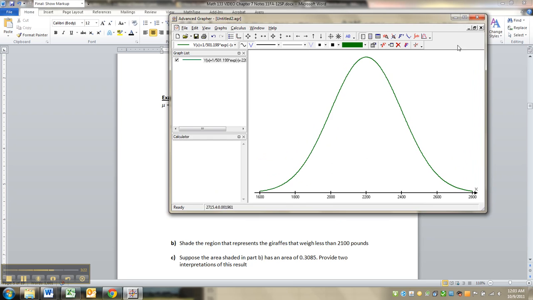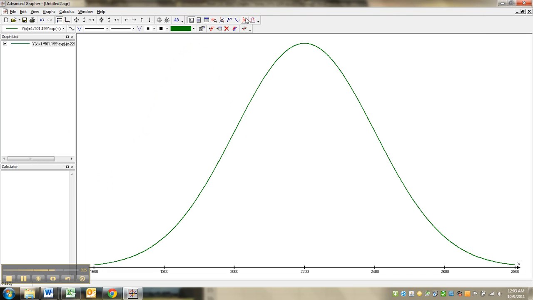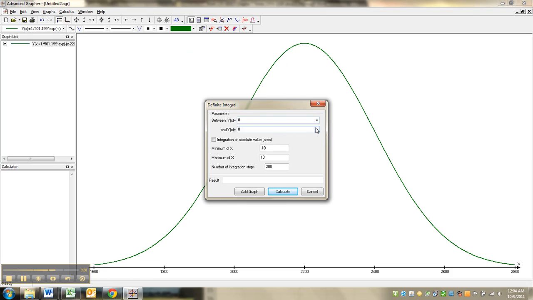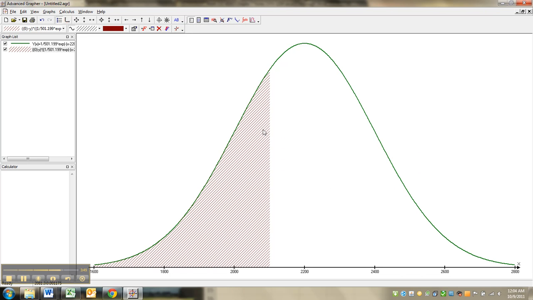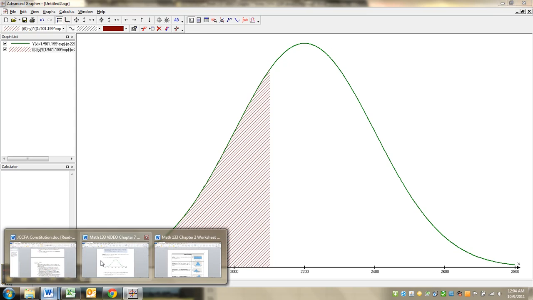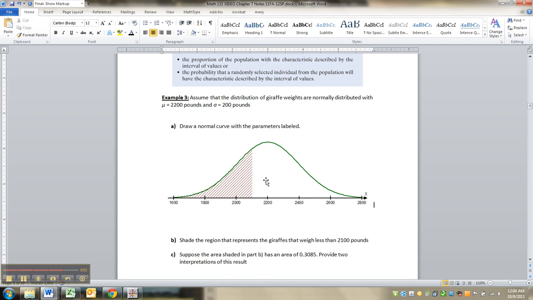Now less than 2,100, let me make it maximized. And again, you don't have to worry about how I'm doing this. This is a calculus thing, but if you're interested, I'm finding the integral. And I want to integrate from, it doesn't really matter, from 1,000 all the way up to 2,100, right? Add graph. That's fine. There it is. Ta-da! All right, so I could technically copy that, make it a little wider, and paste it in. There we go.